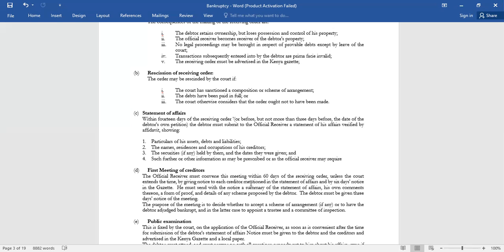Are we there? So we'll be doing this by 6 days notice in the Gazette. So we are time bound. We are talking of 60 days after receiving the order, and we are talking of 6 days notice in the Gazette. He must send with the notice a summary of the statement of affairs. So when they are serving you with the notice that you are going to meet as creditors because of debtor A, B, C, who was declared bankrupt, it includes his own comments thereon, a form of proof, and details of any scheme proposed by the debtor.